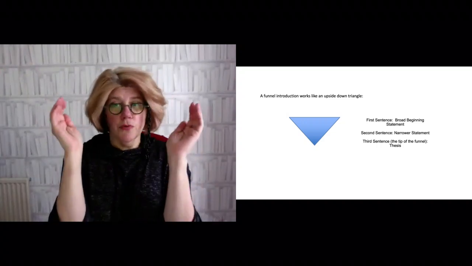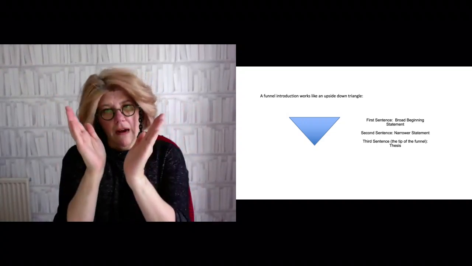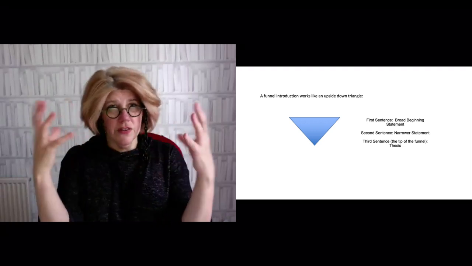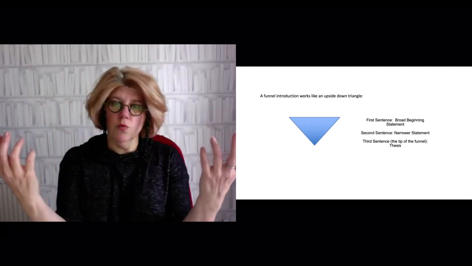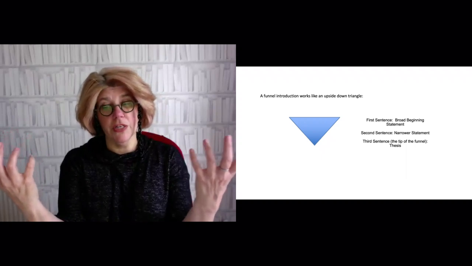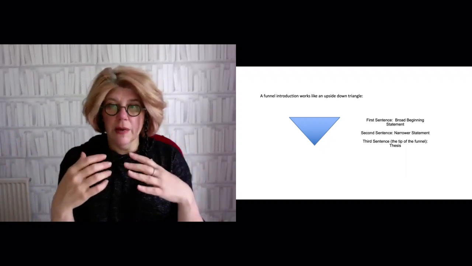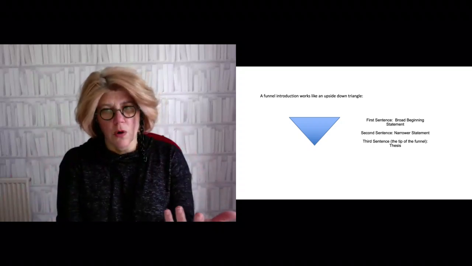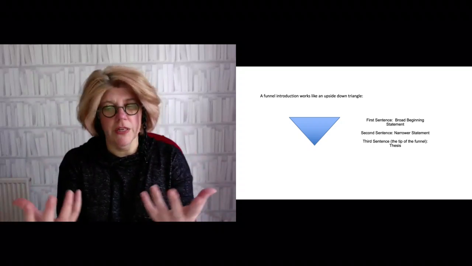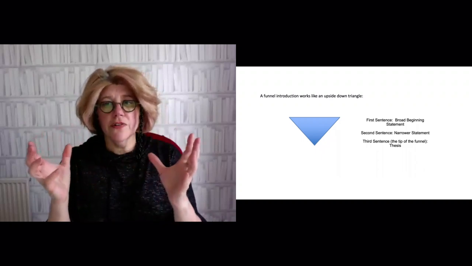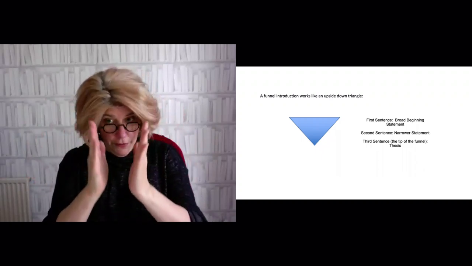Okay, that's your broad beginning statement. Narrower statement. So we're going to do, in the 16th century, English women were largely considered to be the property of English men. There were, however, some exceptions. Widows were not considered to be the property of any man. Narrower statement. Third sentence, the tip of the funnel, the thesis.